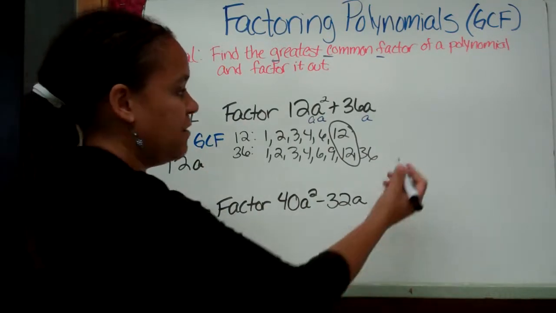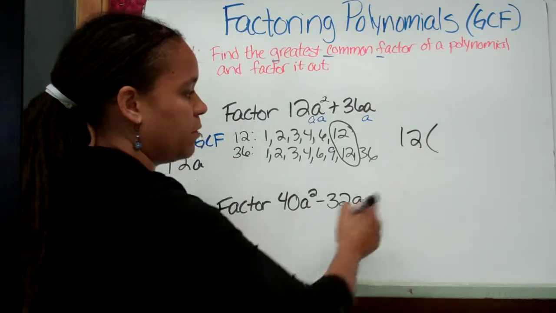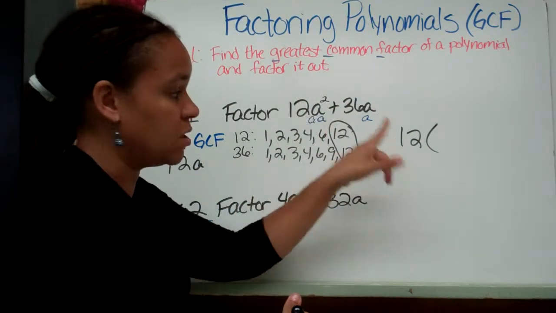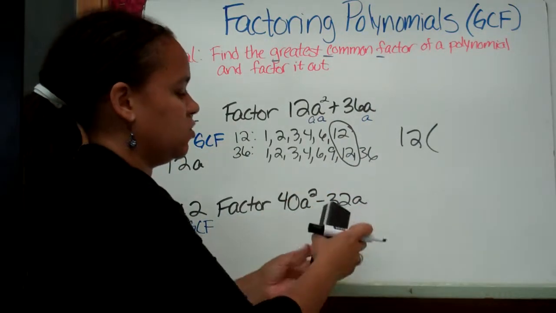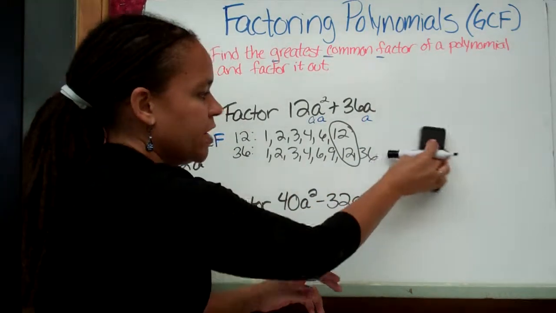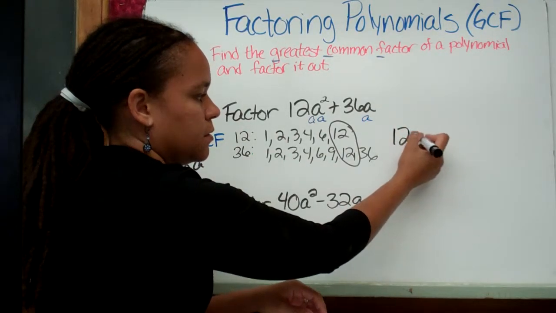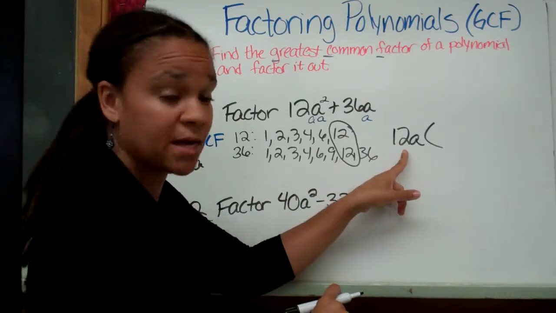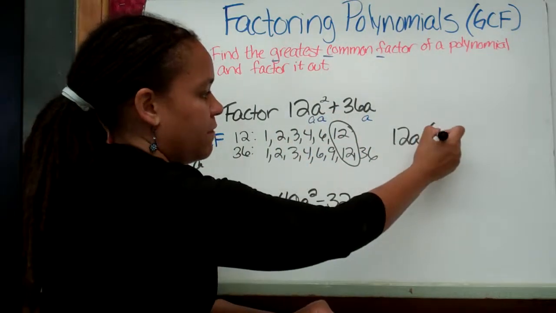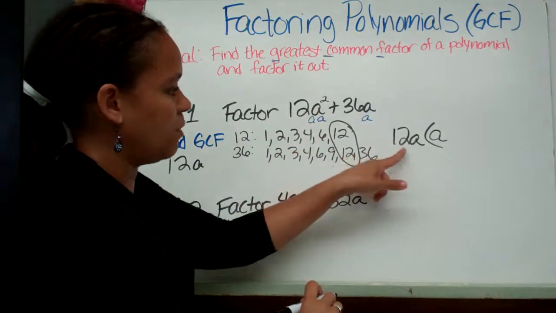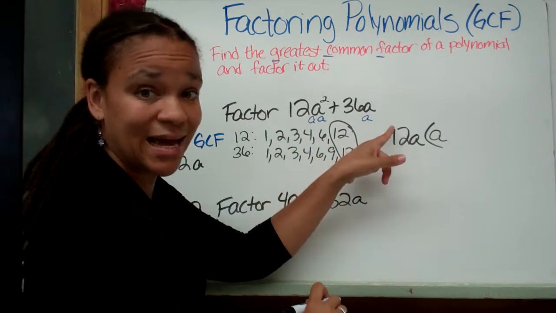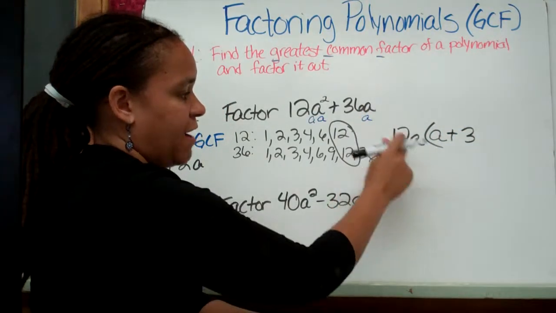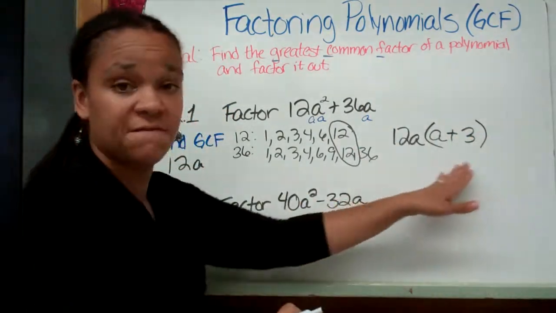Once you find your GCF, you're going to write that on the outside of the parentheses, and you're going to see what you need to multiply to get back to the original expression. I already have 12a. So I need to get back to 12a squared. What do I have to multiply 12a by to get 12a squared? Well, I'm missing one of those a's. And what do I have to multiply 12a by to get 36a? Well, I need to multiply 12 by 3 to get 36, and I already have the a. So this would be the factored form.